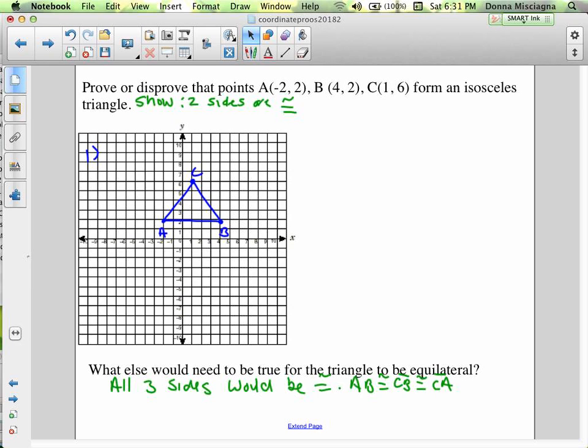Now we need our formula. That's step 3. Show is what do you need to show? Because we only want to do the work that's going to show what it is we're trying to prove. And the formula is going to tell us what work we need to do. So if we're looking to prove sides congruent, that's the distance formula.